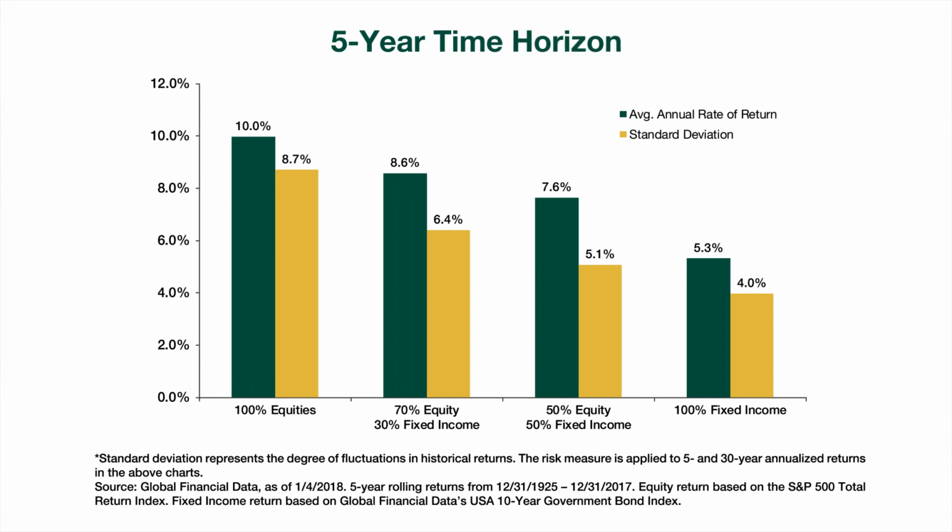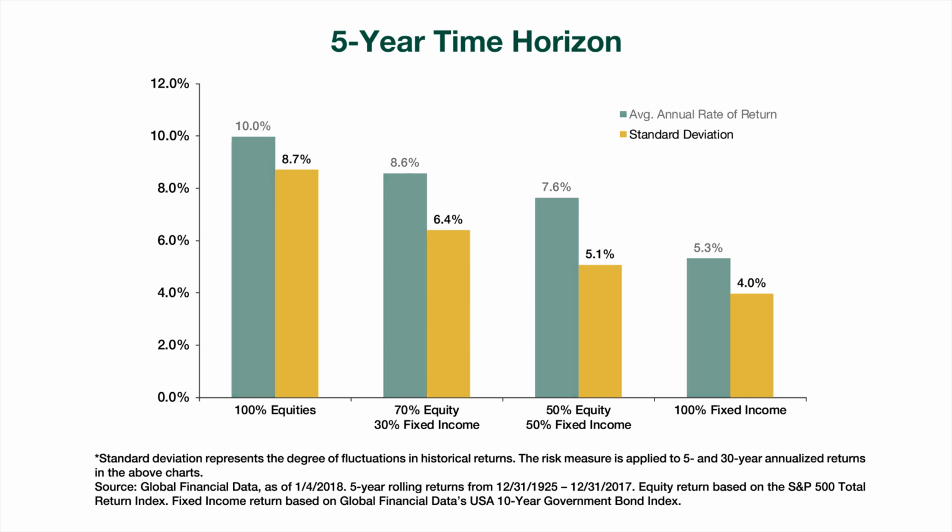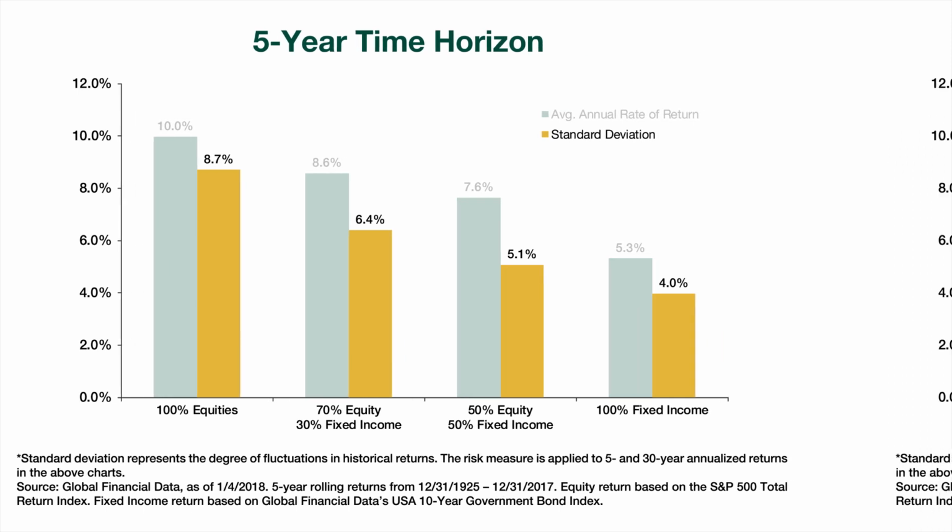This chart illustrates this effect in hypothetical portfolios with different allocations to stocks and bonds measured over a 5-year rolling period. Historically, over 5-year time horizons, portfolios with heavy stock allocations have higher growth potential, illustrated by the green bars, but they also have higher return variability or standard deviation, illustrated by the yellow bars.